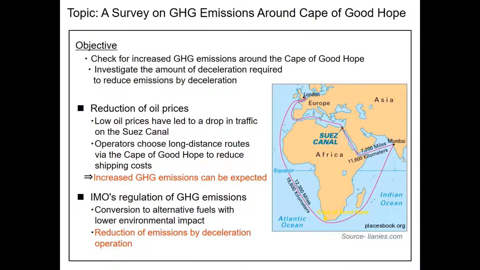However, in maritime transport, GHG emissions should be decreased. One countermeasure to decrease GHG emissions is to reduce shipping speed. Therefore, in this study, we want to analyze GHG emissions around the Cape of Good Hope and confirm the ratio of gas reduction by slowing down the operation.